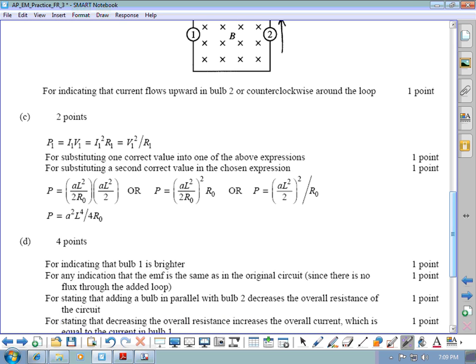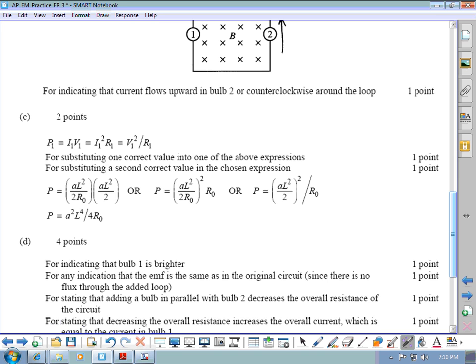Part C: current times voltage, or current squared times resistance, or voltage squared over resistance. It was 1 point for substituting one correct value into one of the above expressions. So just writing them down was not enough. But if you came up with some current in part B times the voltage, that would be okay.